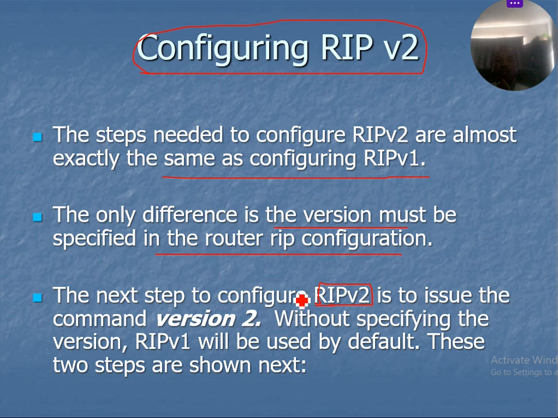So the next step to configure RIP version 2 is to issue the command version 2. You must add it to the command interface. Without specifying the version, RIP version 1 will be used by default. If you don't specify RIPv2 and you just configure RIP, by default it will be RIP version 1. So you must specify it when you are typing the command.